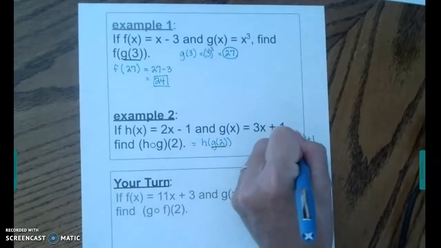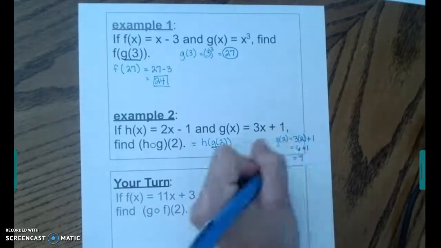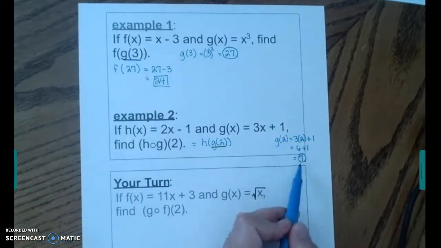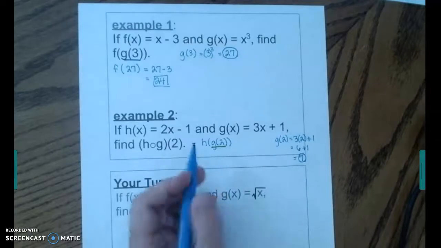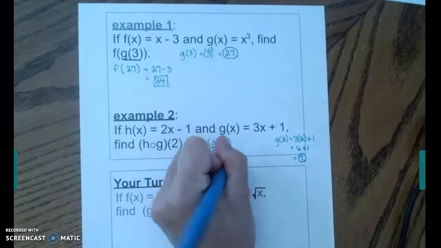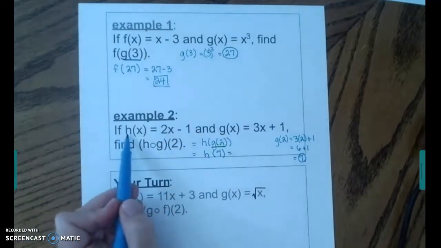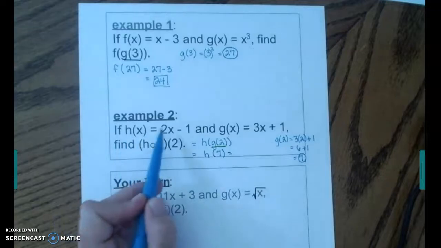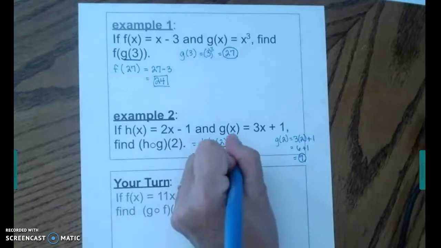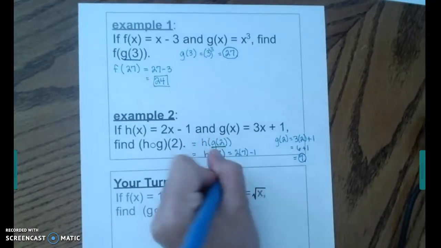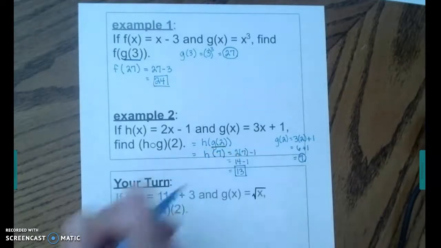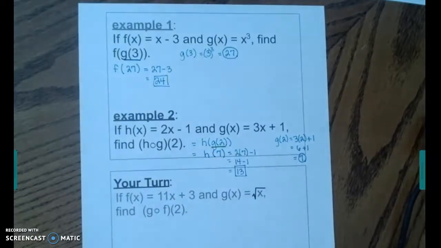So that gives us 6 plus 1, which is 7. So now I know the value of g of 2 is 7. I'm going to replace this, so I'm going to find h of 7. Now I'm going to go to my h of x function and substitute 7 in for the value of this x. So we'll have 2 times 7 minus 1. So 14 minus 1, which is 13 for your final answer.